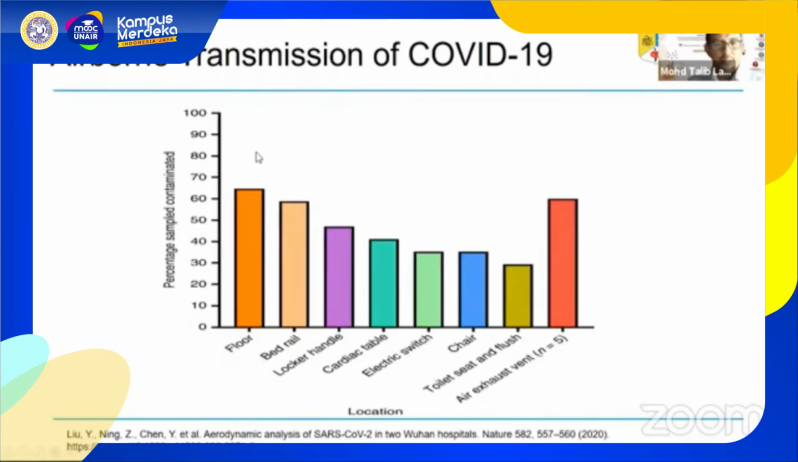In this study by Liu, it shows that COVID-19 can be found on the floor, bed rail, locker handle, and cardiac table, but this one is the exhaust fan. The exhaust fan is quite high, and the level is almost similar to the floor. So this one actually can stay longer, because of the air movement, which makes COVID-19 stay longer and move from one room to another.